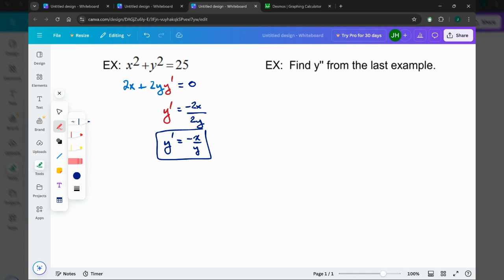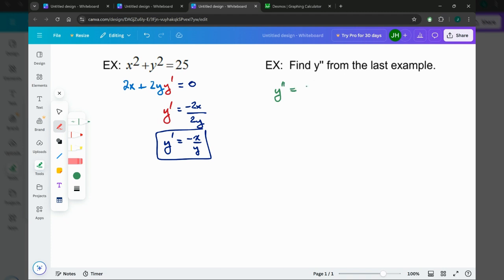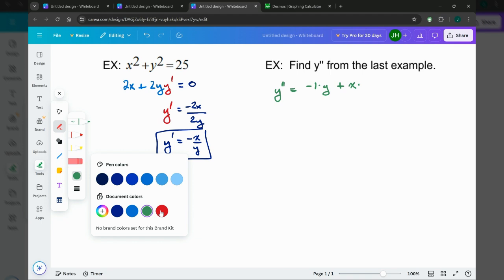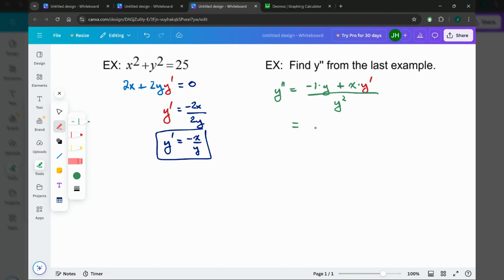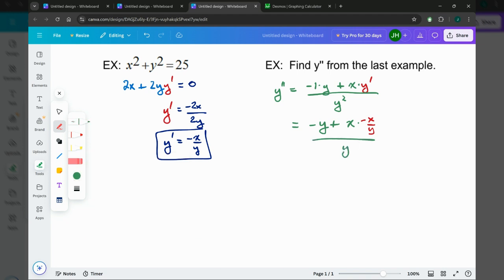Now, real quickly, we're going to try and do the second derivative. This is going to get crazy, because when I'm trying to do the second derivative, I'm going to have to take a quotient rule. The derivative of the top is negative 1 times the bottom minus the top, which is negative x, times the derivative of the bottom, which is actually y prime, all over the bottom squared, which is y squared. So this comes out to be negative y plus x times the derivative, which is negative x over y. And again, on the bottom, I've got y squared.